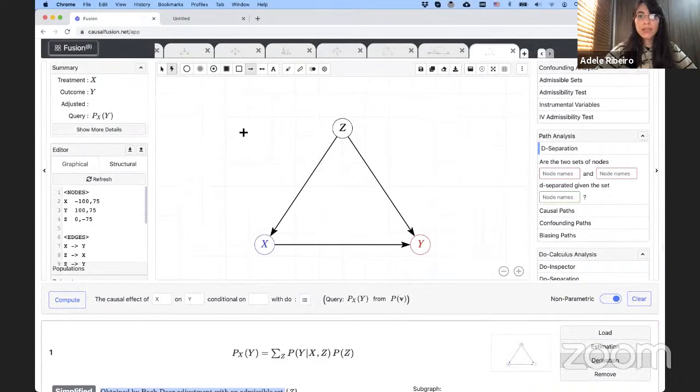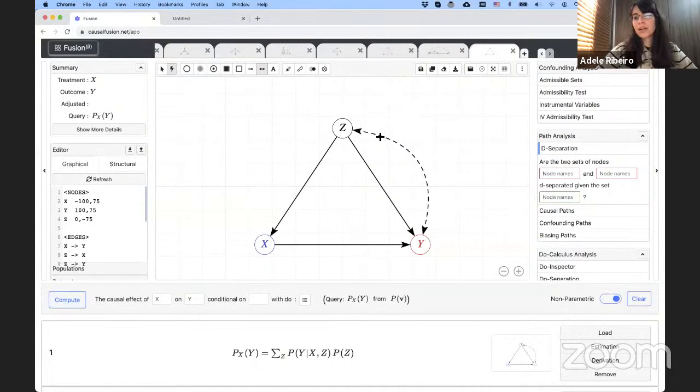Note here that I could add some bidirected arrows. Suppose that I have a bidirected arrow here. We now know what the backdoor adjustment is: we just need to block all the confounding paths. In this case it's still the same expression, even if I don't have the knowledge to make the assumption that there's no other variable affecting both Z and Y here.